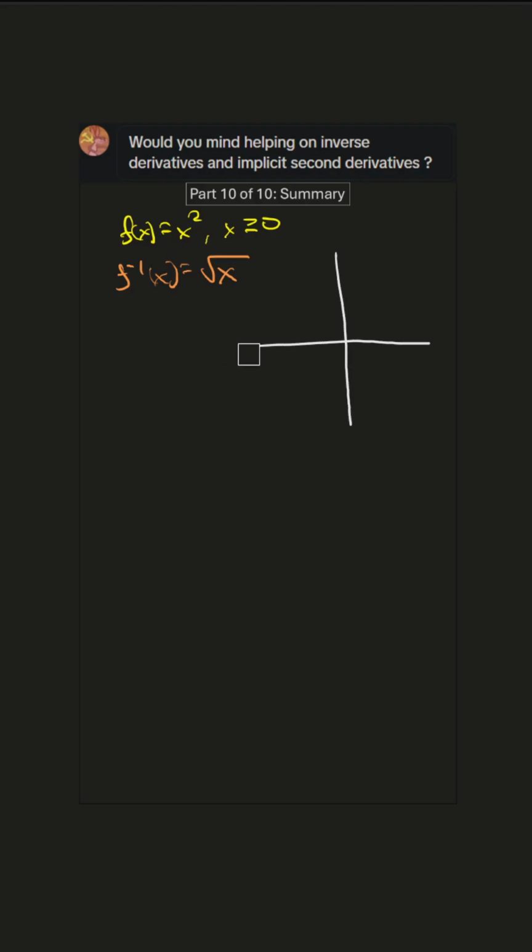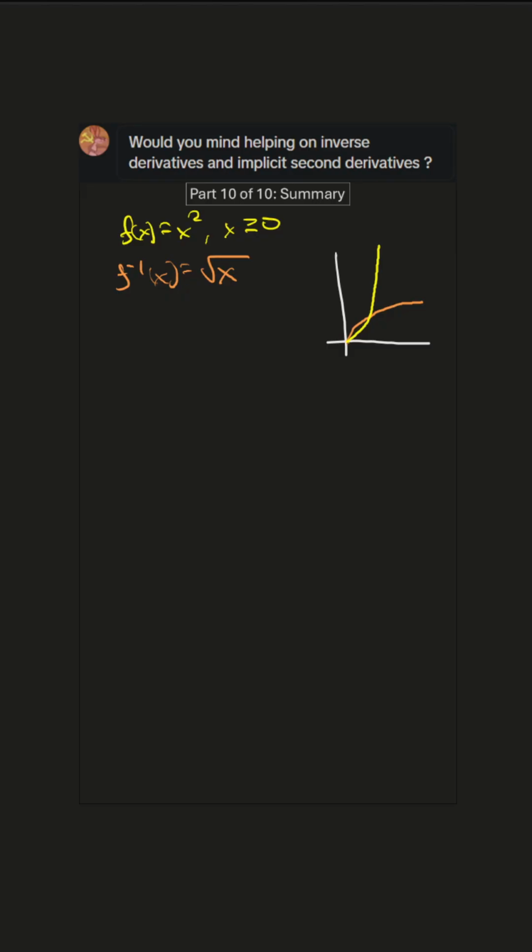Here's everything you need to know about inverse and implicit differentiation. Suppose you have f of x equals x squared, where x is greater than or equal to 0. Well, f inverse of x is square root of x. So let's graph these really quick. Here we go. I guess we can just keep these positive. Okay, so square root of x is going to look like this, and x squared is like that. They're reflections about the y equals x line.